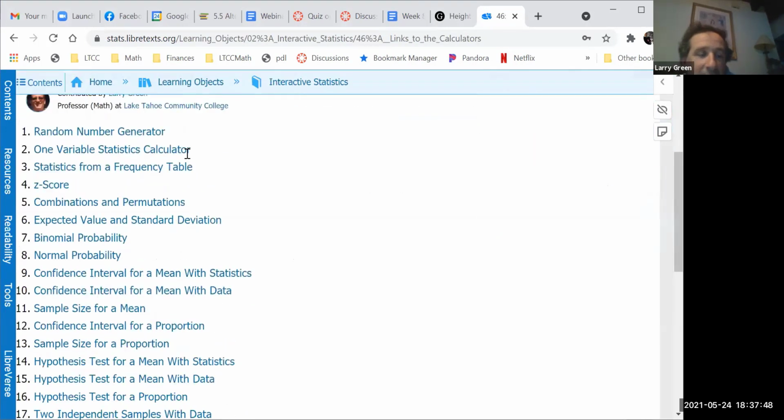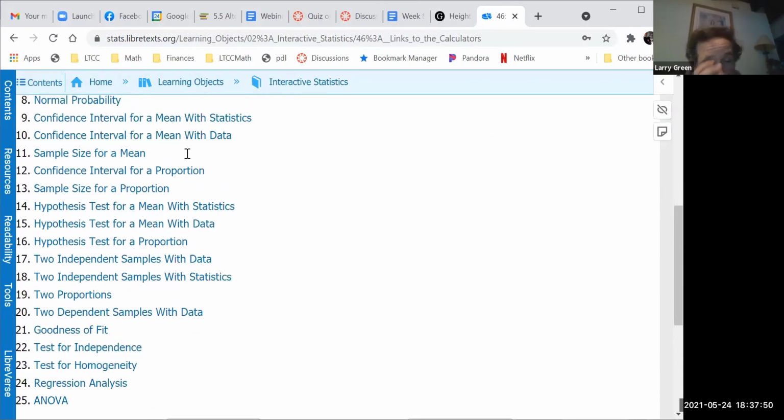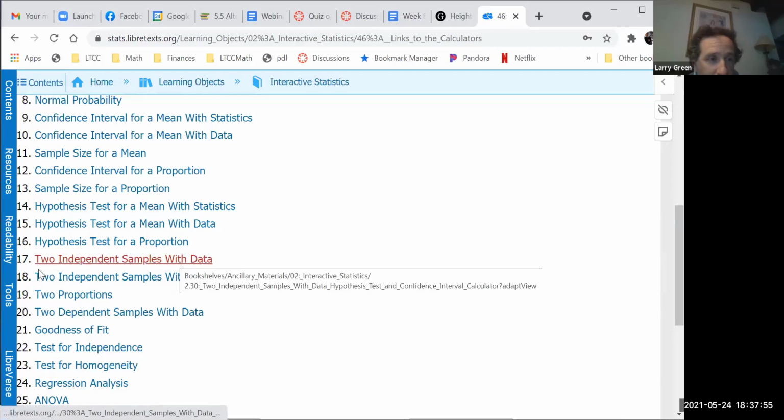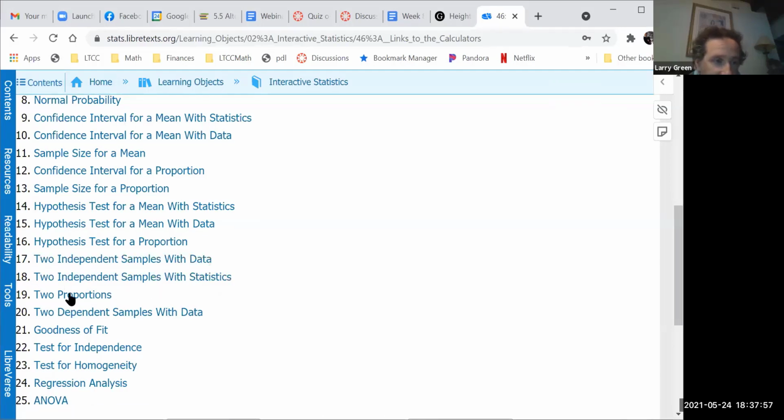And then there's something I want to talk about because there's all kinds of different calculators. So we have two independent samples with data, two independent samples with statistics. We also have two dependent samples with data. Okay. So first thing is dependent versus independent. So let me tell you about what that means.